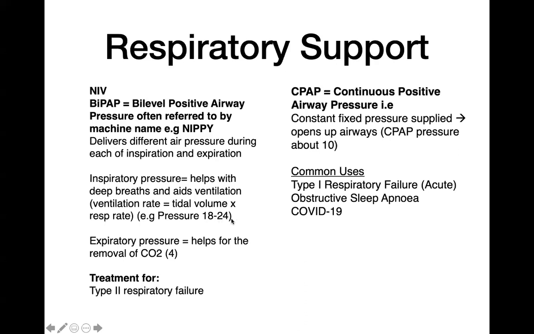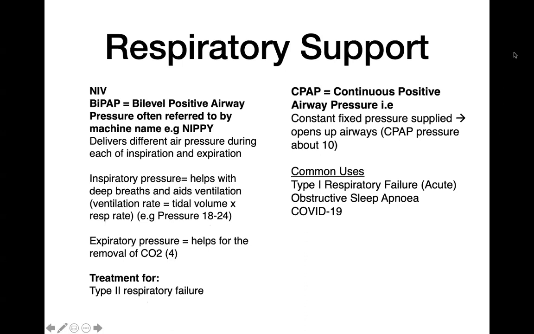Then expiratory pressure helps with the removal of CO2. I always think of this as helping with blowing off your CO2. So that's why it's really, really good in type 2 respiratory failure, because we want to be getting rid of this CO2. This is causing our problems. This is giving us our acidosis. So we really want to make sure we're getting something that both helps with ventilation and helps with removing CO2. So we've got our oxygenation helping and our CO2. So it's a treatment for type 2 respiratory failure. So that's BiPAP. Any questions about that?